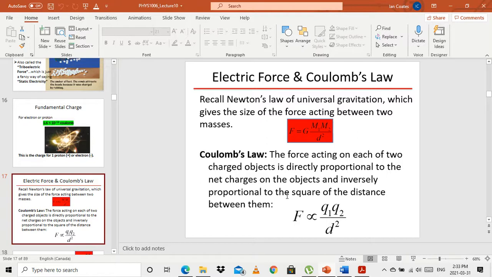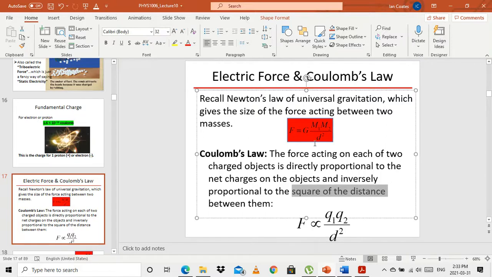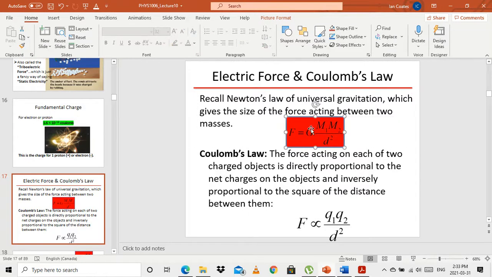You'll have a look here at Coulomb's law. The force acting on each of two charged particles is directly proportional to the net charge of the objects and inversely proportional to the square of the distance. You guys will remember that. You have a look here. All right. You remember what's going on? This formula here is not the same as this one, but there are huge similarities.